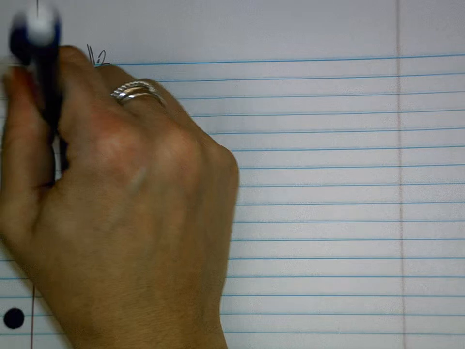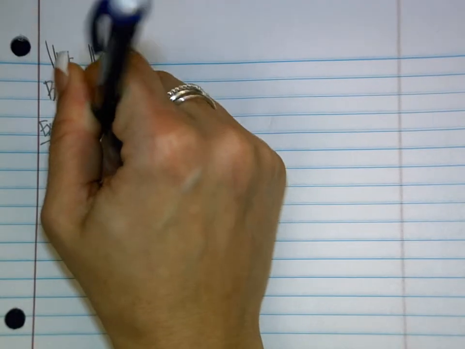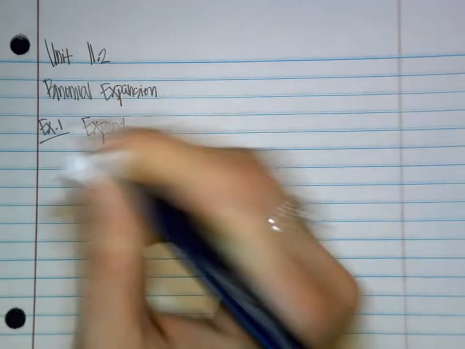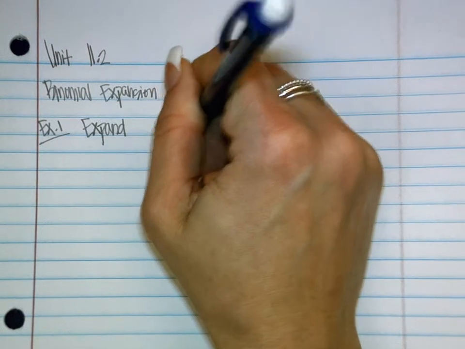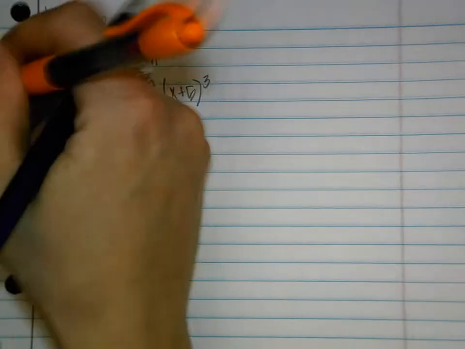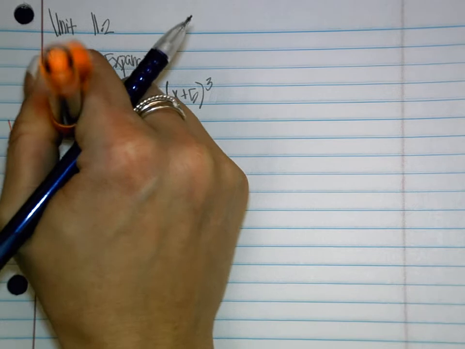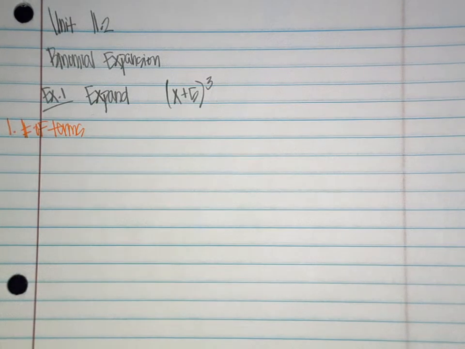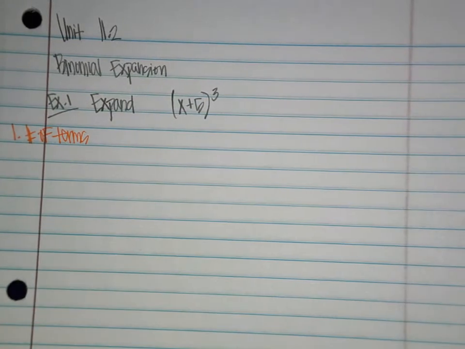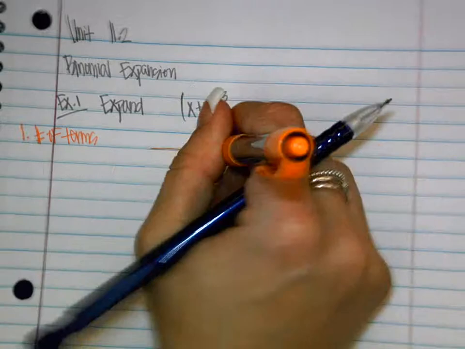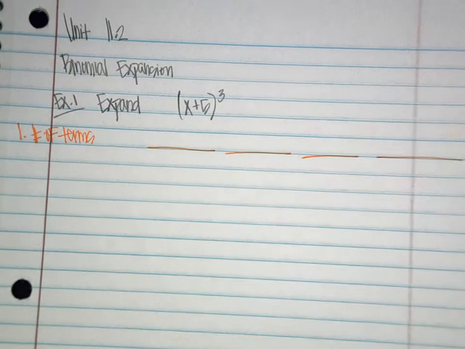Okay, so for example number 1, I would like you to expand x plus 5 cubed. X plus 5 to the third power. So again, there are a series of steps that you want to go through. The first one, step 1, is always you want to figure out the number of terms. So how many terms would this expansion have? 4. Whatever the exponent is, we add 1 to the exponent. So yes, this is going to have 4 terms. So 1, 2, 3, and 4.